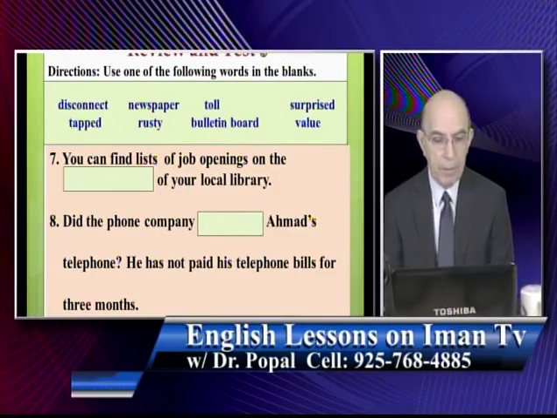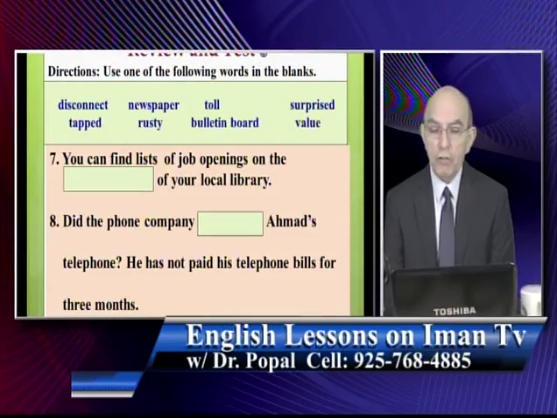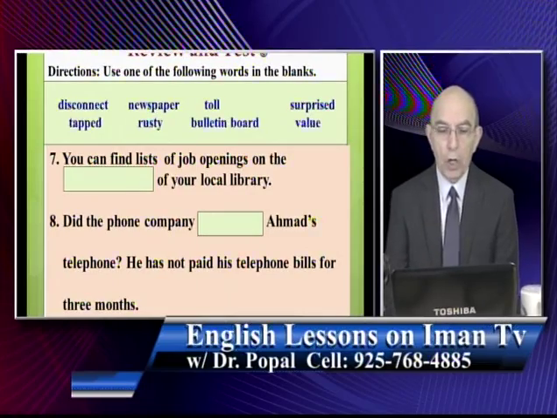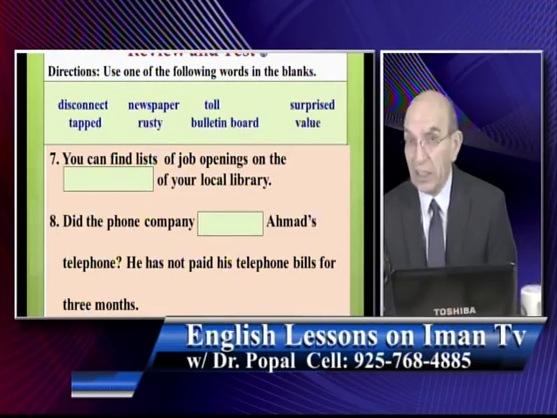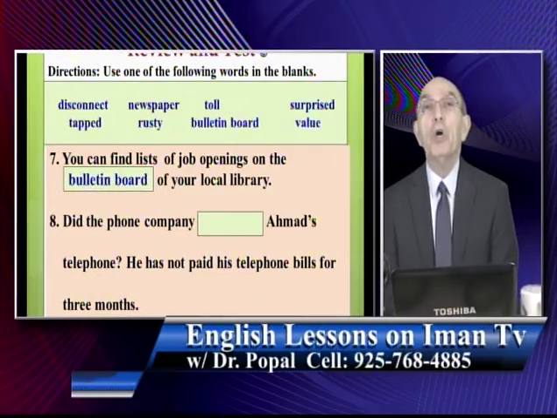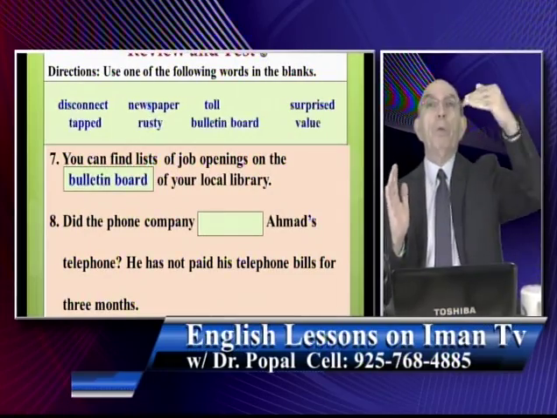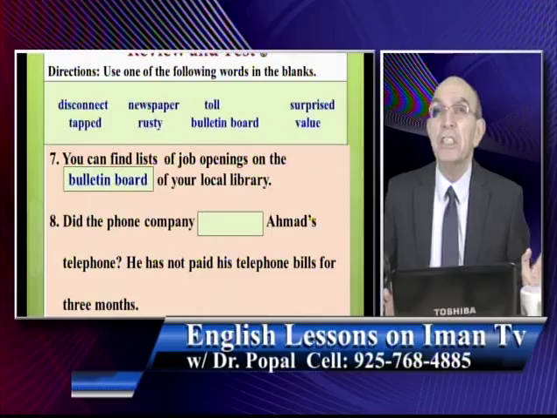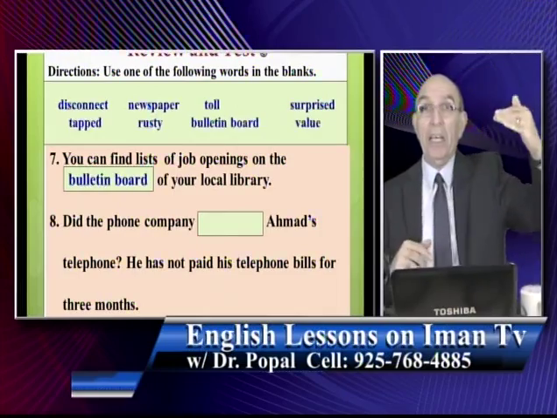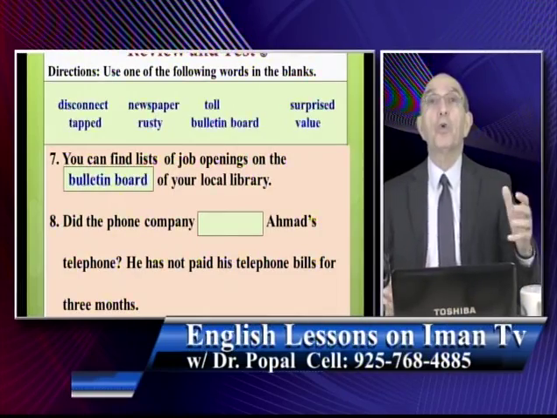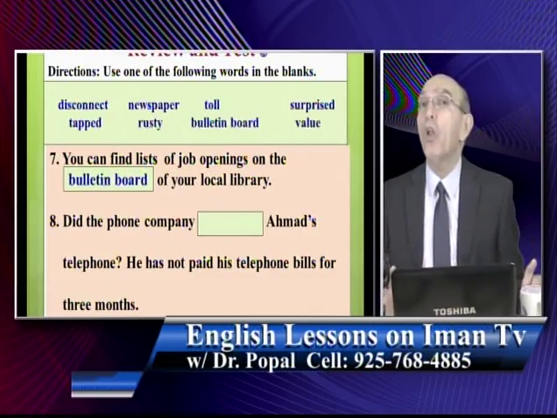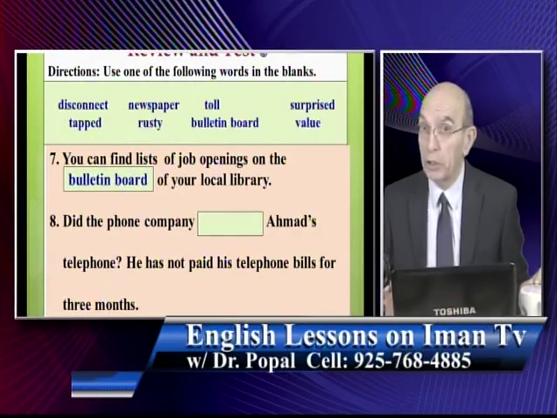Sentence number 7. You can find lists of job openings on the blank of your local library. List of job openings on what? The correct answer is bulletin board. Remember, bulletin board is a board where you put ads and notices. In Farsi we call it takhte elanat. So if you go to a library, there is a takhte elanat, there is a bulletin board, so people can find a house for rent, a house for sale, jobs. They're all on takhte elanat or on bulletin board.